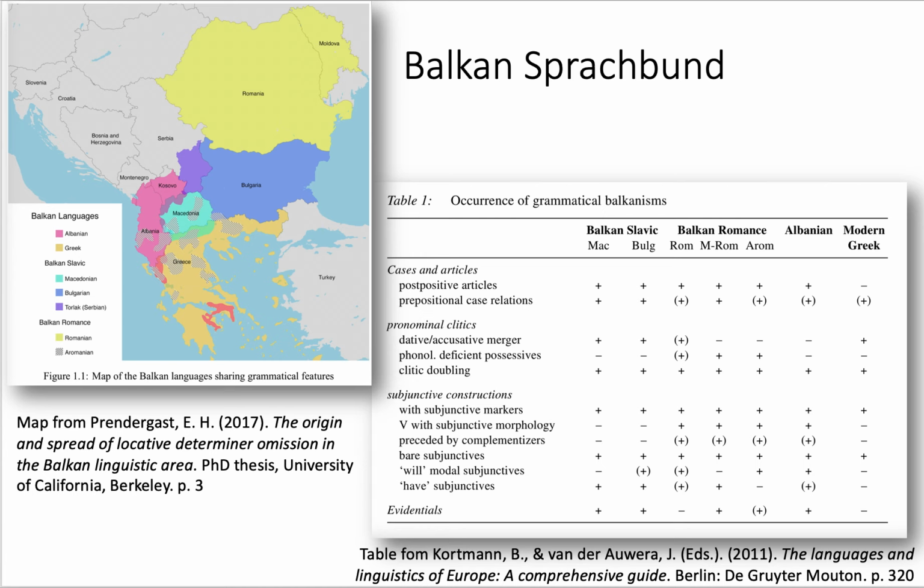So this illustrates the point that clear-cut boundaries of areas are difficult to draw, and we're going to come back to this later. And of course, knowing that this is the textbook example of a Sprachbund, what could it be like for other Sprachbunds? Yeah, it's not easy.